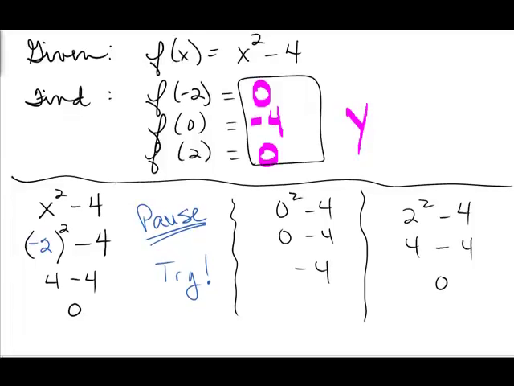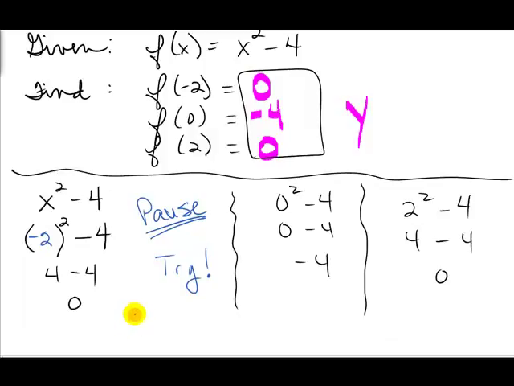If we were to write these in ordered pairs, this one would be (-2, 0), (0, -4), and (2, 0). Okay, that's a quick little lesson, and so hopefully the homework will go quickly for you.